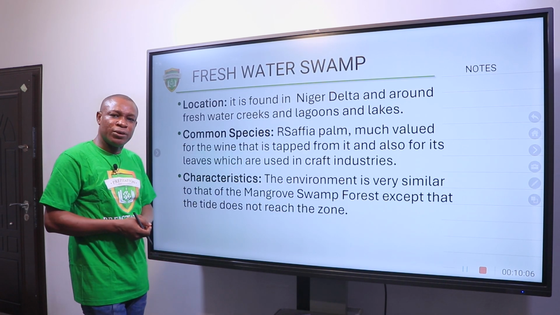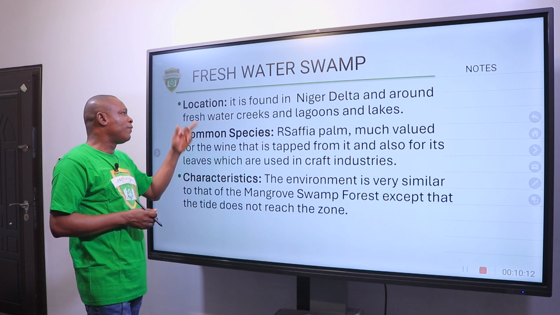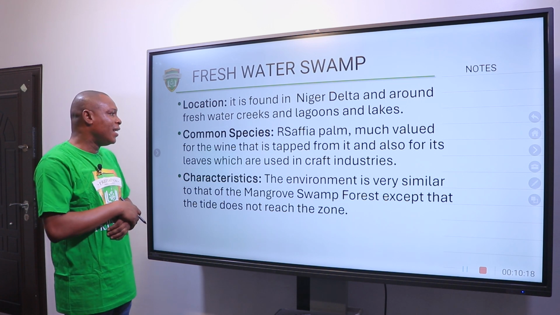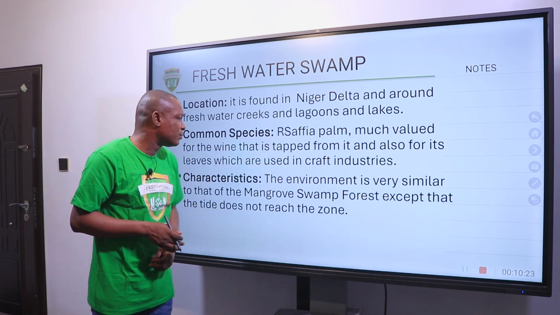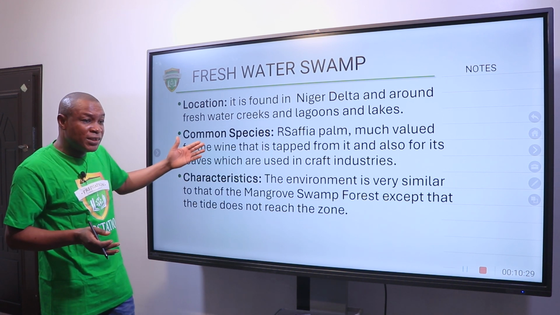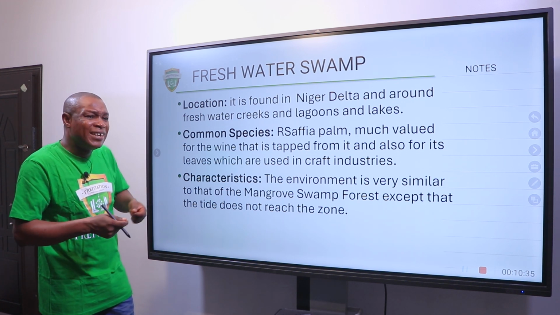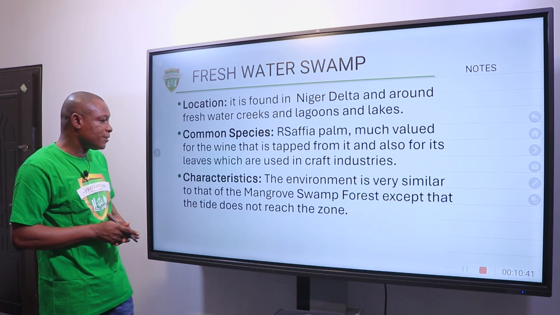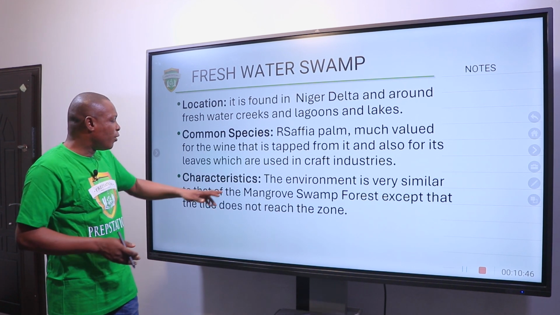The next category of forest is the freshwater swamp. This is found in the Niger Delta, around the freshwater creeks, lagoons and lakes. The common species include raffia palm, much valued for wine. The characteristics of this vegetation belt are similar to those of the mangrove swamp, only that this one is freshwater. That means this water does not have salt content. And the tide does not get to the forest zone.